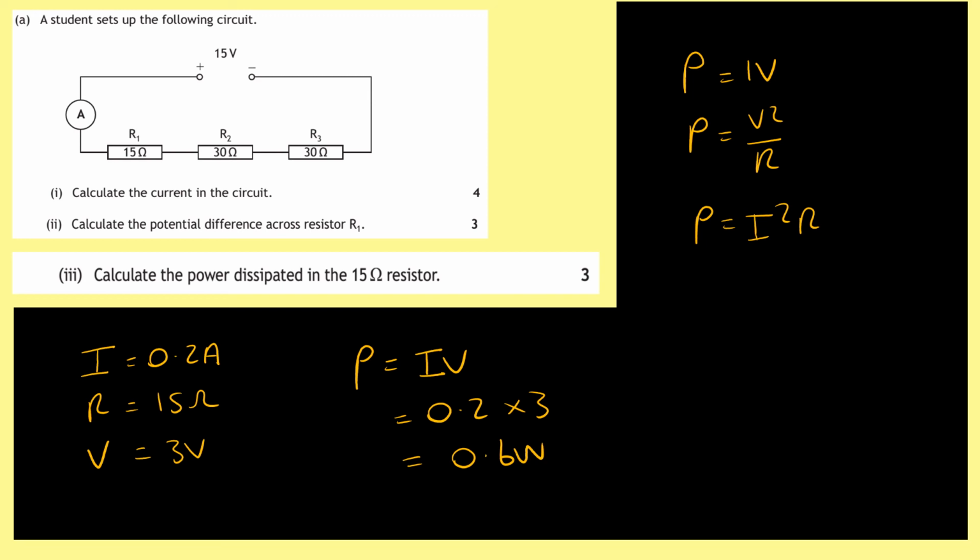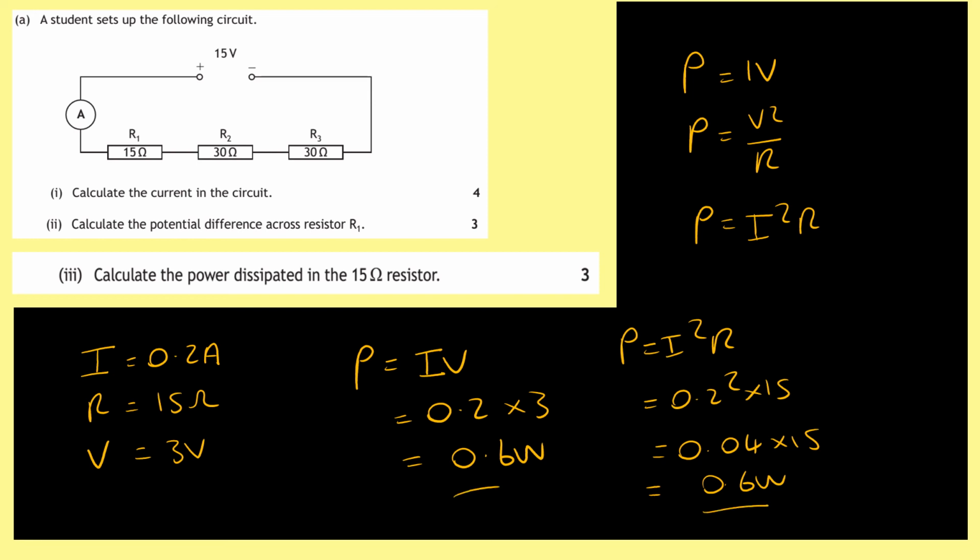But just for argument's sake, let's try another one. Let's go for P is equal to I squared R. 0.2 squared multiplied by 15, which is 0.04 multiplied by 15, which is also equal to 0.6 watts. All of them would give you the exact same answer.